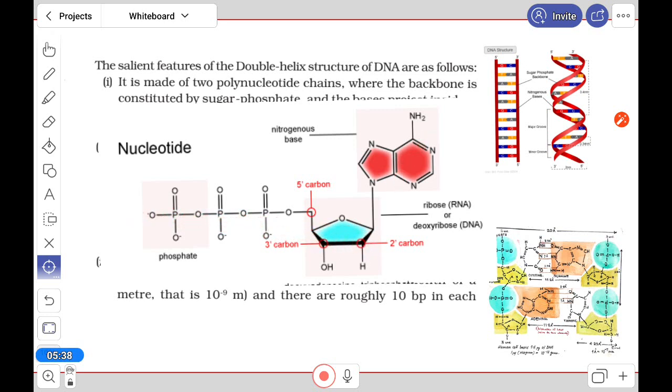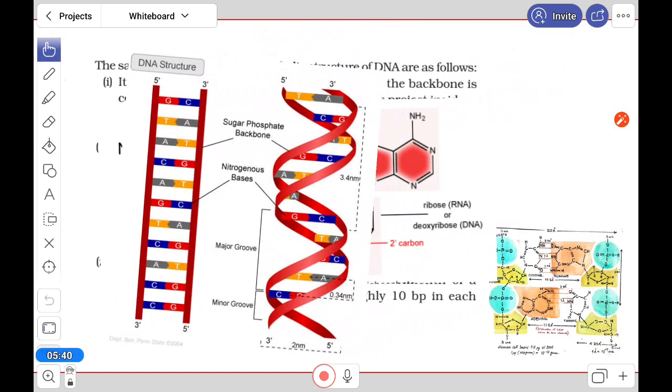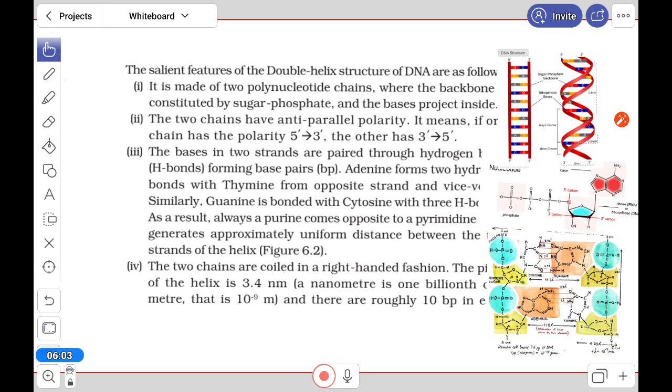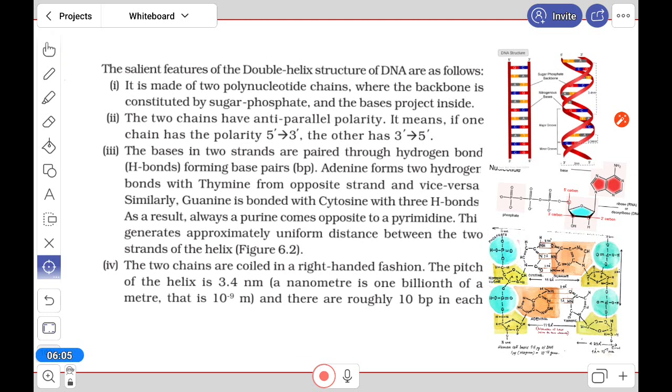If we take this diagram over here, you can see the ladder-like structure, where the sugar phosphate makes the sides and the rungs are the nitrogenous base pairs. All right, the two chains have anti-parallel polarity. It means that if one chain has polarity 5' to 3', the other will be 3' to 5'.